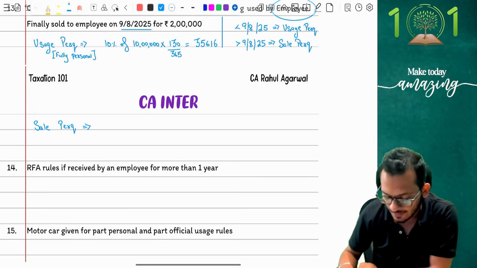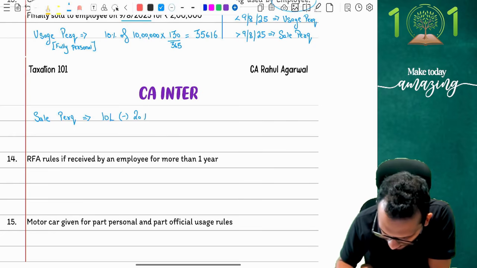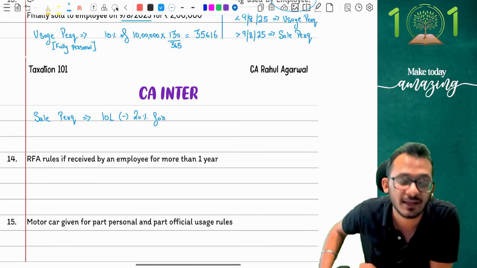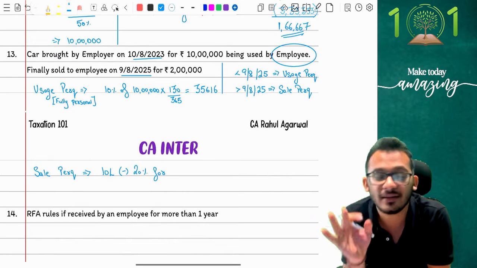And here is where you're going to make a mistake. First thing, I have to calculate the depreciation. So I'm going to do 10 lakhs minus 20% depreciation for how many years? That's the question. Very important question. How many years of depreciation do I have to take? Understand this carefully. Question said, I want every completed year of usage.